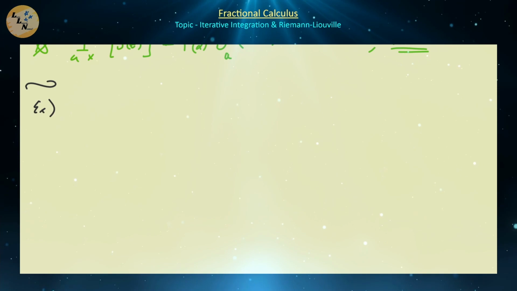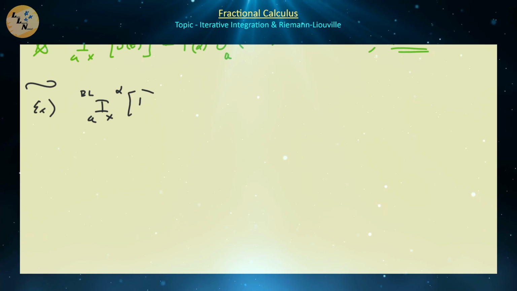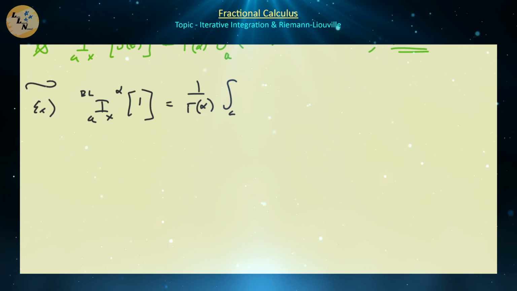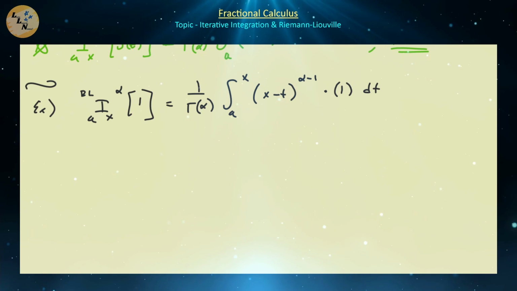So let us assume we want to find the Riemann-Liouville fractional integral with an arbitrary base point a and terminal point x of order alpha of 1. If we just apply the definition of the Riemann-Liouville operator, that's just going to be 1 divided by gamma of alpha times the integral from a to x of (x minus t) to the alpha minus 1 times 1 dt.